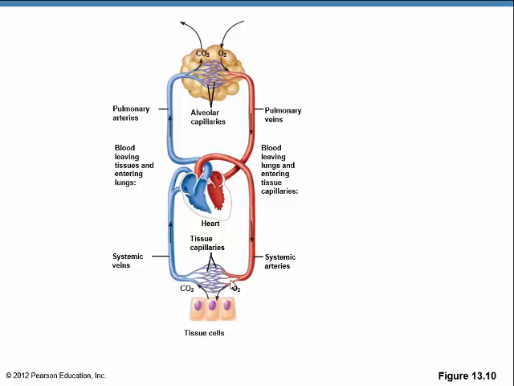Tissue capillaries then are the site of oxygen being delivered and CO2 being picked up. So systemic veins carry high CO2 levels and low oxygen levels. We call this deoxygenated blood. Systemic veins drain the blood back to the right side of the heart, which pumps the blood through the pulmonary arteries, which deliver the blood back to the alveoli to drop off the CO2 and pick up the oxygen.